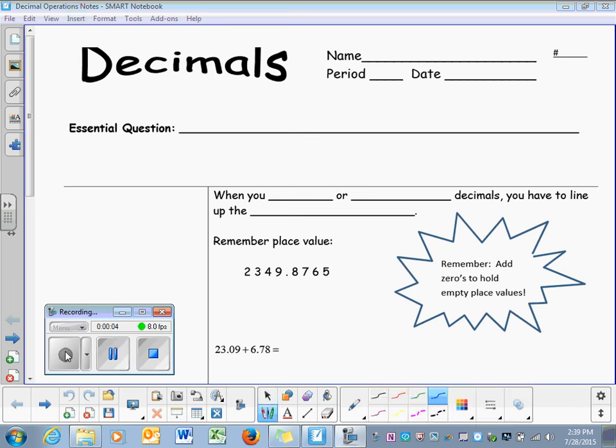Notes are about performing operations with decimals. So our essential question is, how do I solve problems with decimals?